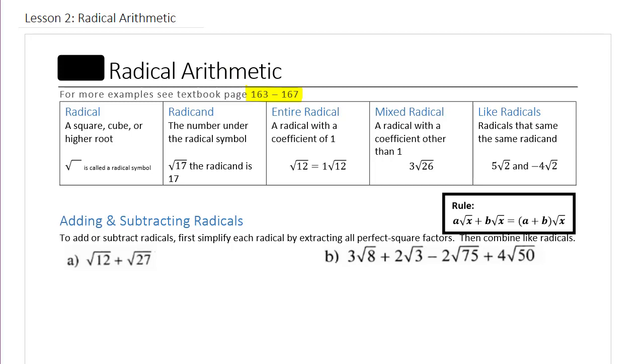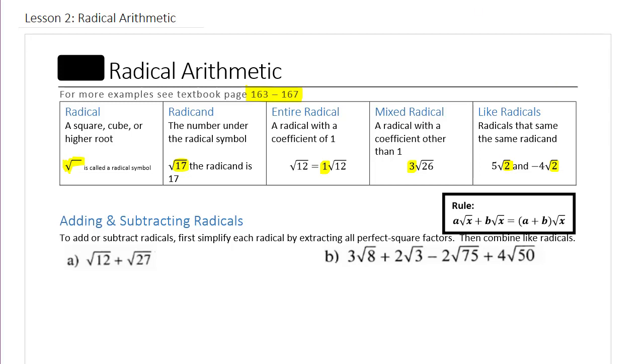At the top, I have our definitions from lesson 1 again. Remember, radical is another name for that square root symbol. The radicand is the number underneath it. An entire radical is when there's an invisible 1 out front. The coefficient is 1. A mixed radical is when the number out front is something other than 1. And the most important thing for today are like radicals. Like radicals have the same radicand, or the same number underneath the radical symbol.